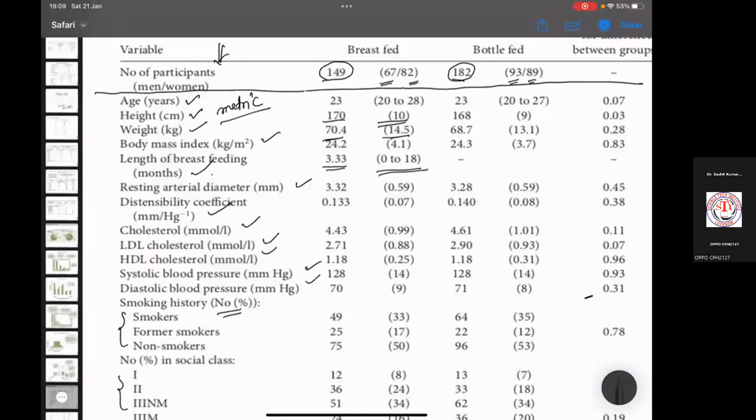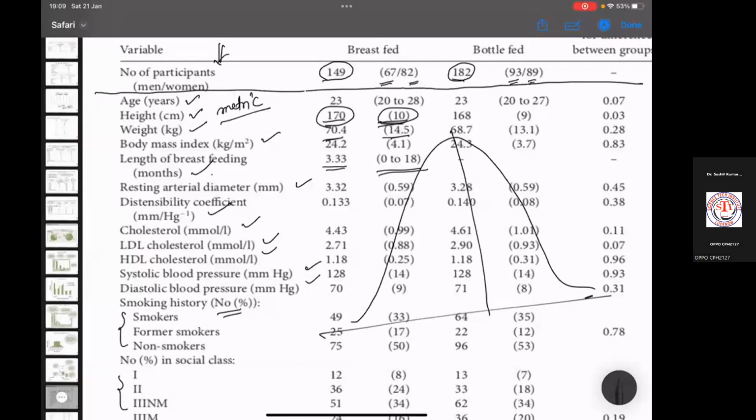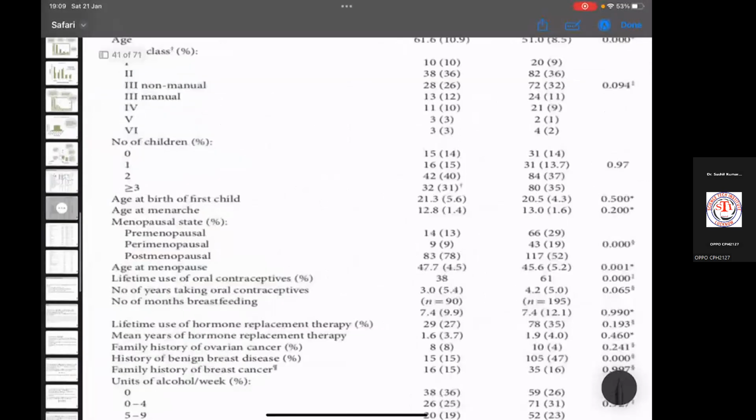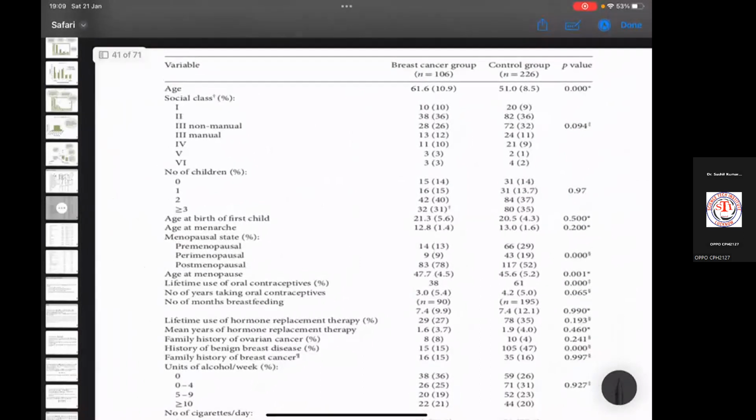So the interpretation is that if you assume that your data is normally distributed about the mean, then you should present your data with mean and standard deviation. That's it. But if your data is skewed like this, if it is not normally distributed, then you should present your data with median and range or median and quartiles. Okay. So similarly, this is another example.